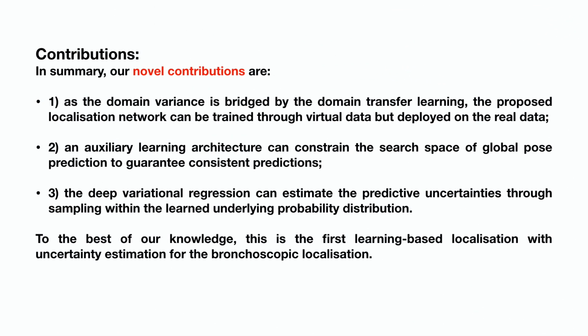In summary, our novel contributions are: 1. As the domain variance is bridged by the domain transfer learning, the proposed localization network can be trained through virtual data but deployed on real data. 2. An auxiliary learning architecture can constrain the search space of global pose prediction to guarantee consistent predictions. 3. The deep variational regression can estimate the predictive uncertainties through sampling within the learned underlying probability distribution.